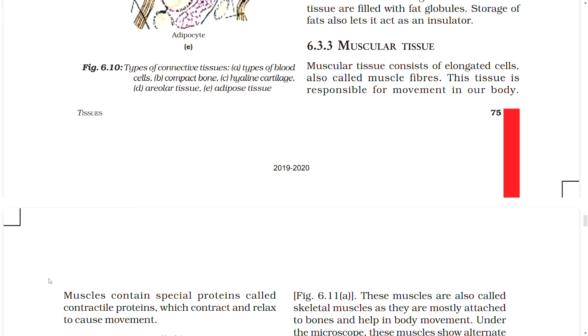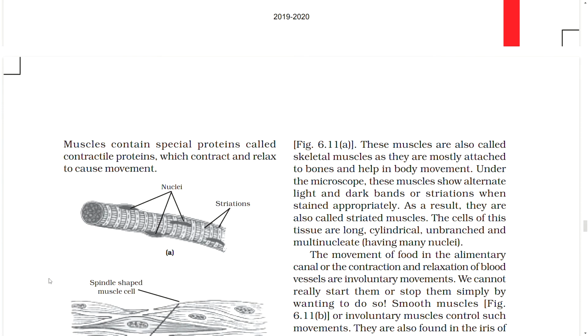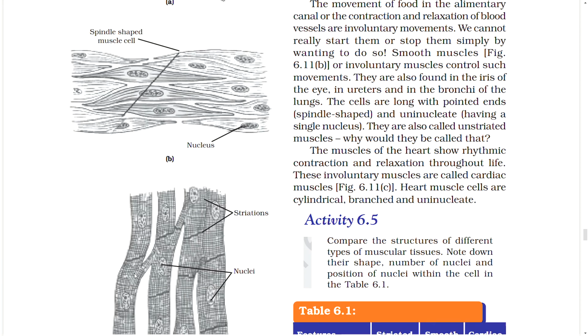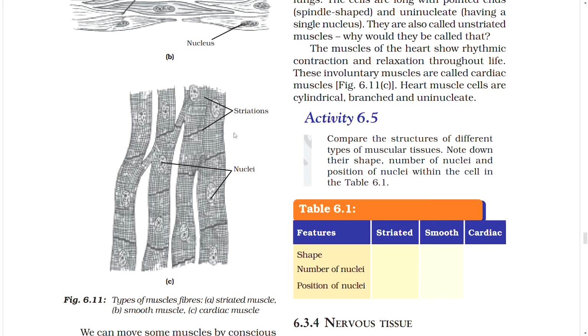6.3.3 Muscular tissue. Muscular tissue consists of elongated cells, also called muscle fibers. This tissue is responsible for movement in our body. Muscles contain special proteins called contractile proteins, which contract and relax to cause movement. Figure. Types of muscle fibers: A. Striated muscle, B. Smooth muscle, C. Cardiac muscle.